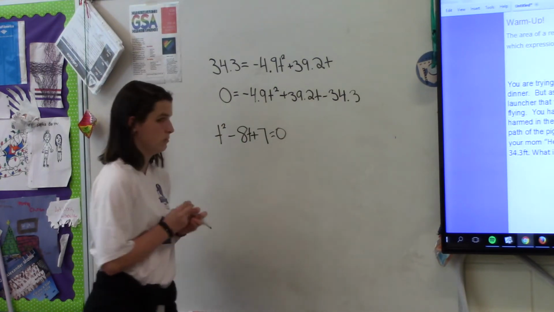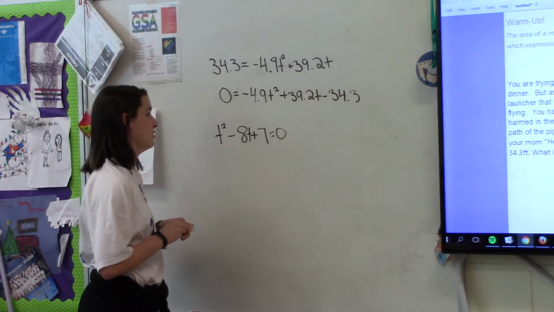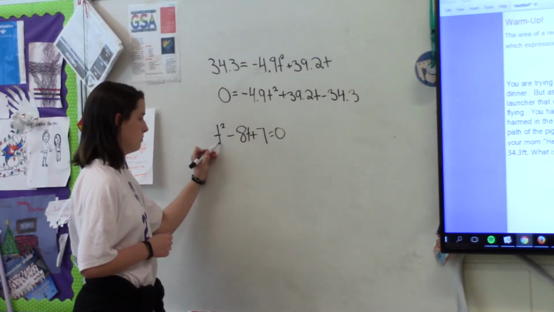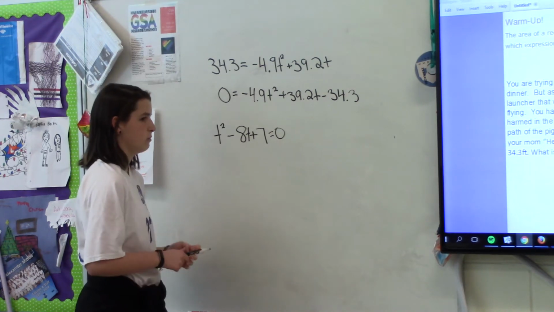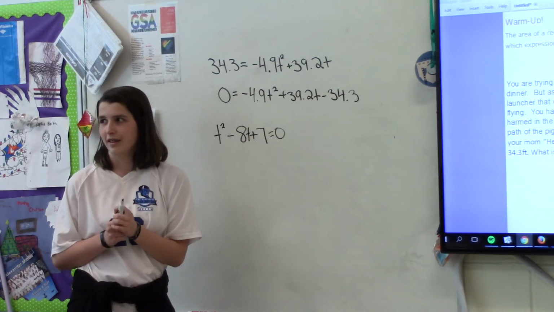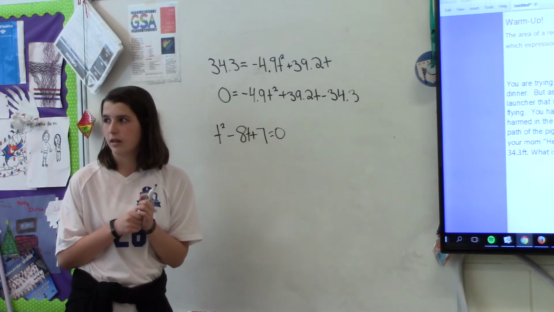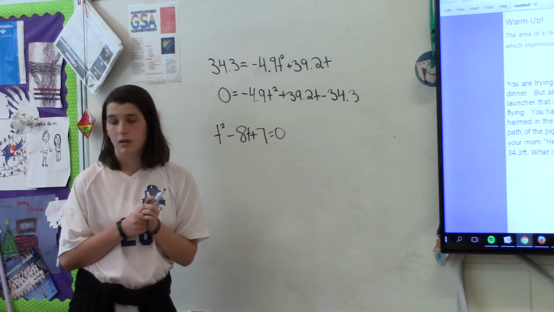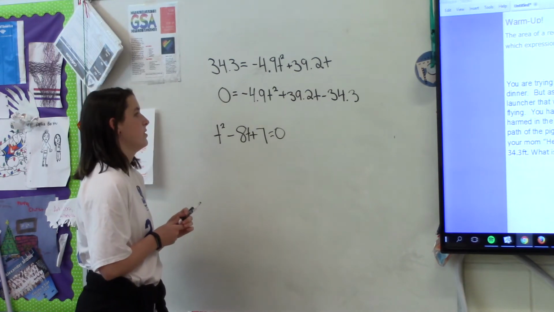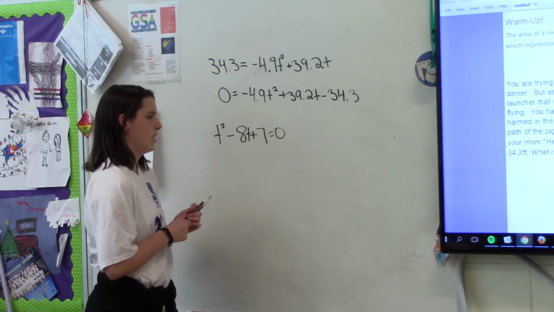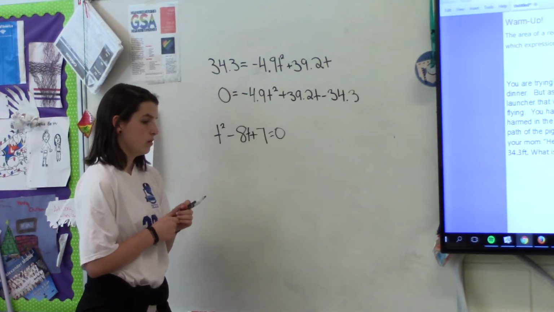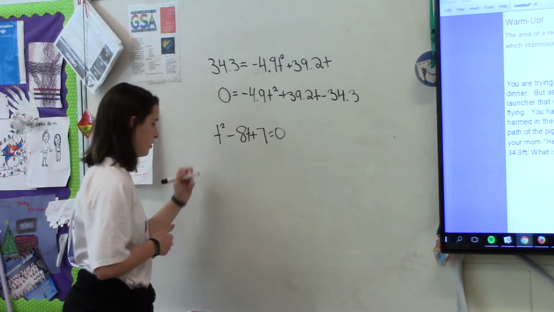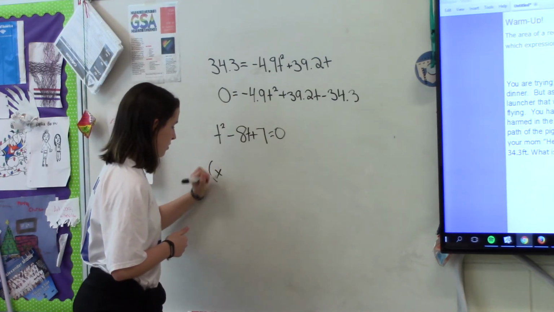So, is that factorable? Yes. How do you know? Because this is equal to 1. So, if we're trying to factor it though, Chloe, what do you have to go through? You have to do A times C. Good. So, what's A times C then? 7. And what's B? Negative 8. So, what two numbers multiply to 7 but add to negative 8? Negative 1 and negative 7. Good. So, write your two factors with your parentheses and your x.